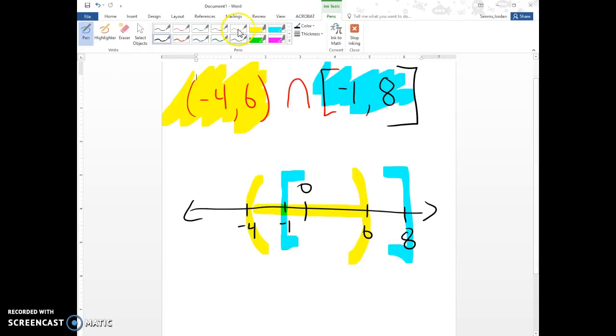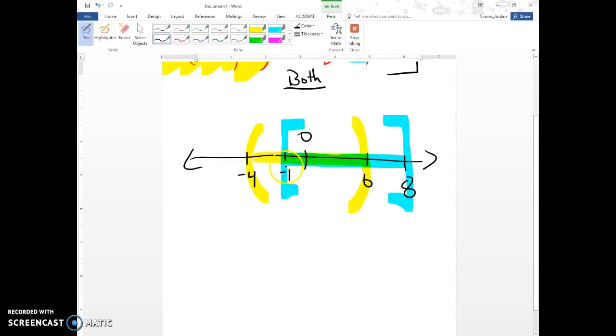So we can see where this overlaps right there. Anything in green, that's the intersection, because it means both. What numbers are common to both intervals here? So in interval notation, it's going to be -1. That's my start point of the green, and my green stops at 6.